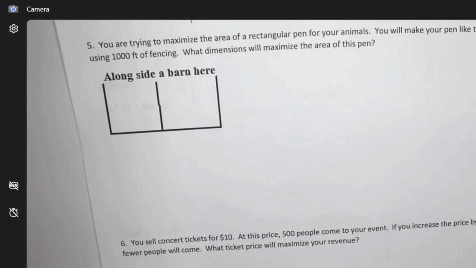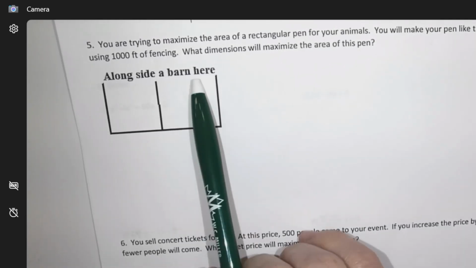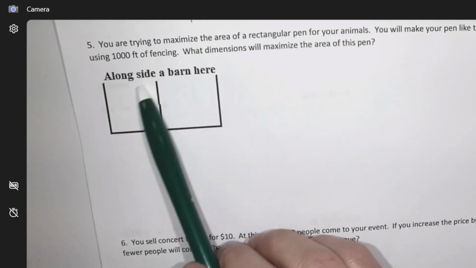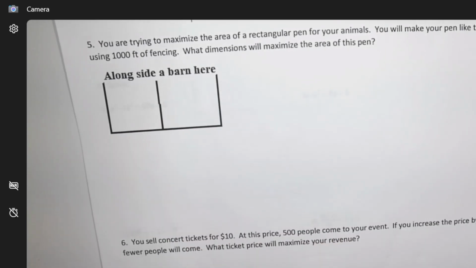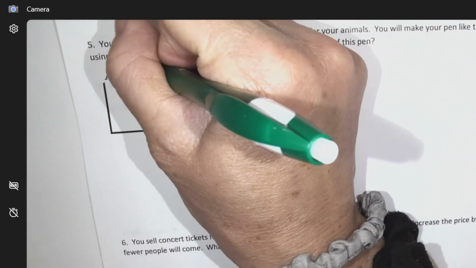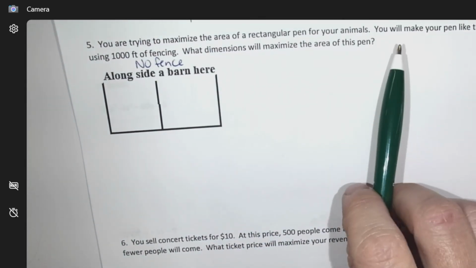Okay, so these are maximization questions. One's about area and one is about revenue. So you're going to make an area for your animals, rectangular. There's a barn on this one side, so we're not going to put fence there because the barn will block that.